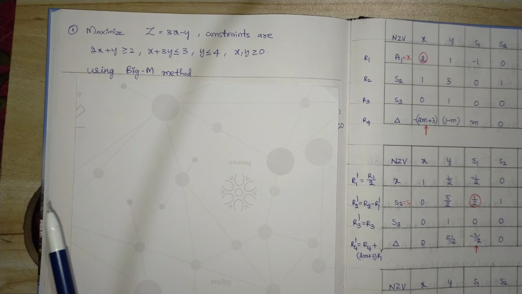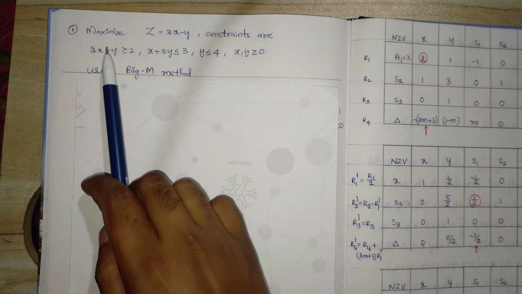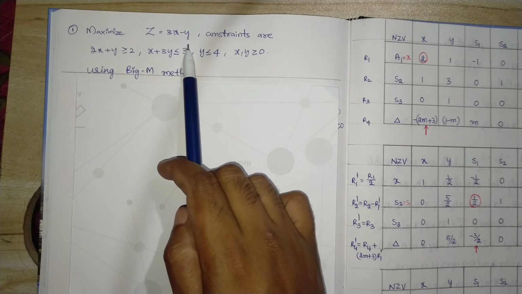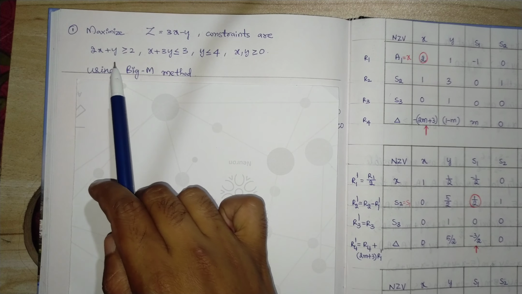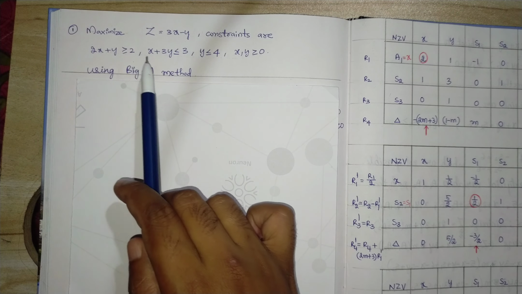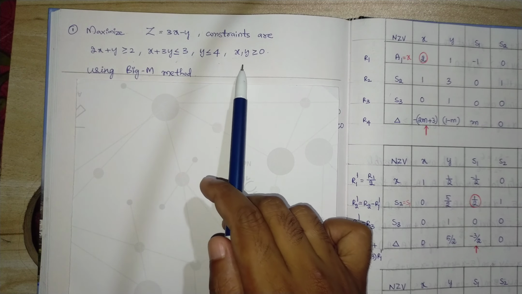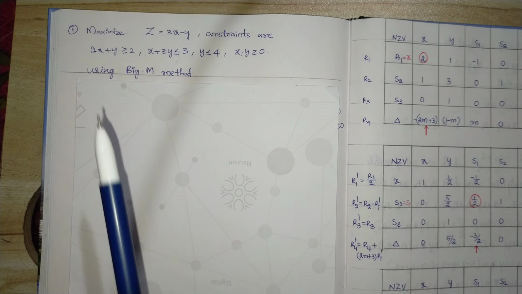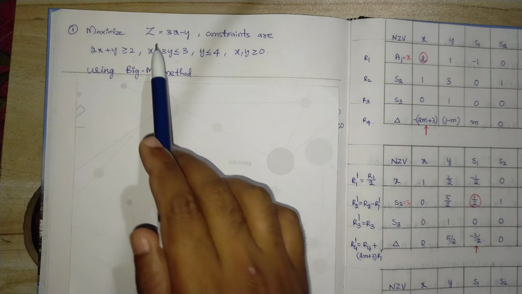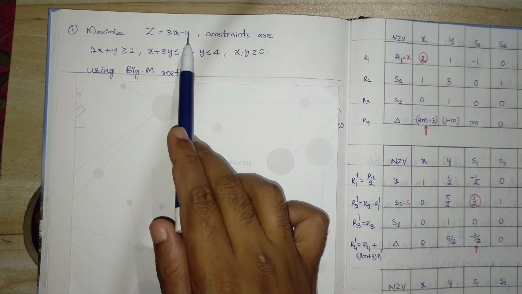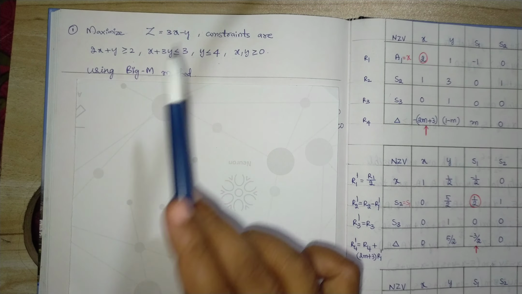Okay, so let us solve the first problem on big M method. Maximize z equals 3x minus y. The constraints are 2x plus y greater than or equal to 2, x plus 3y less than or equal to 3, y less than or equal to 4, and x and y are non-negative, using the big M method. So here z equals 3x minus y is the objective function and these are the constraints.